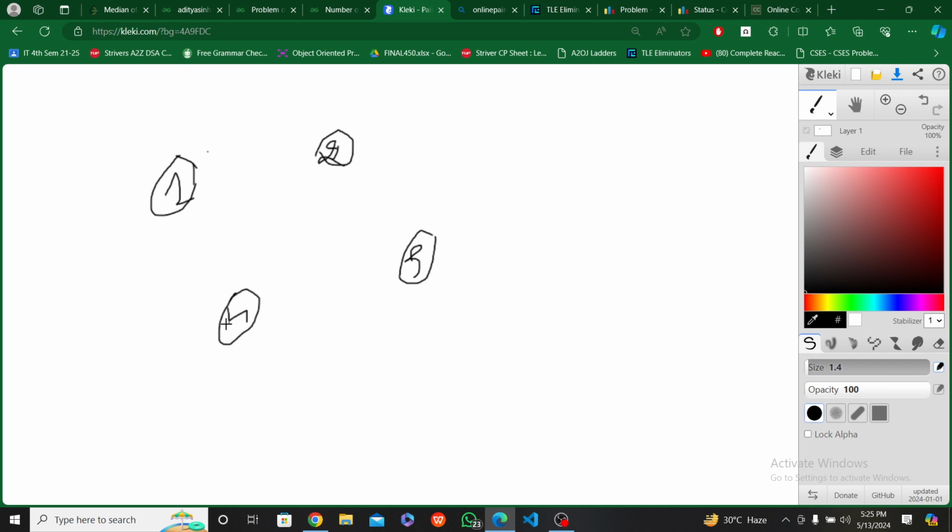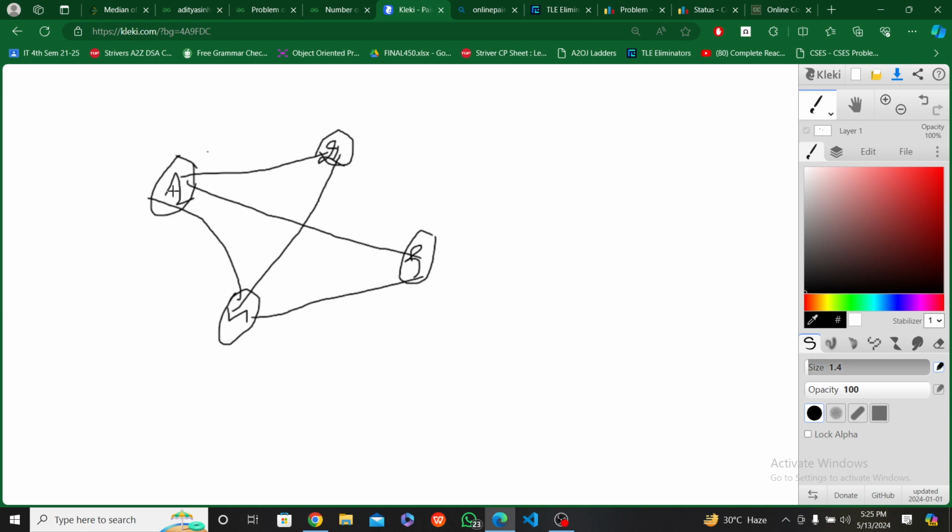the definition of a complete graph is that all the vertices should be connected to each other. That means 4 should be connected to 3, 4 should be connected to 2, 4 should be connected to 1. Similarly, 1 should be connected to 2, 3, and 4. This is an undirected graph, so if 4 is connected to 1, then 1 is also connected to 4.